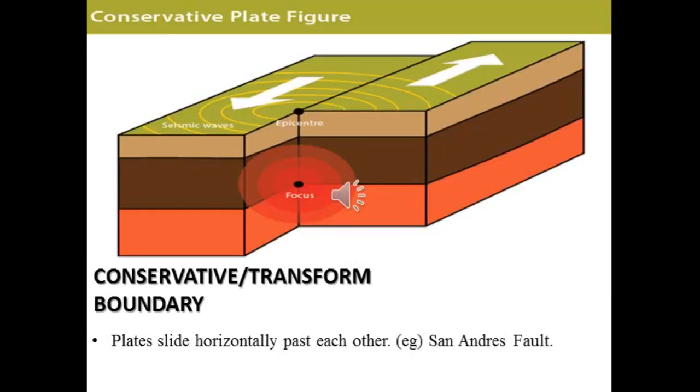Now the conservative transfer boundary. Here the plates slide horizontally past each other. The best example for this is the San Andreas fault. You can see in this picture that both plates are moving in opposite directions, horizontally. A conservative boundary is nothing but plates moving horizontally past each other. The example for this is the San Andreas fault.